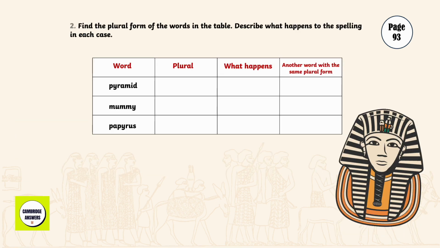Find the plural form of the words in the table. Describe what happens to the spelling in each case. Find other words with the same plural form. Word, pyramid, plural, pyramids. What happens? Add S. Another word with the same plural form, scrolls. Mummy, mummies. Change Y to I and then add ES. Cherries. Papyrus, papyruses. Add ES. Foxes.